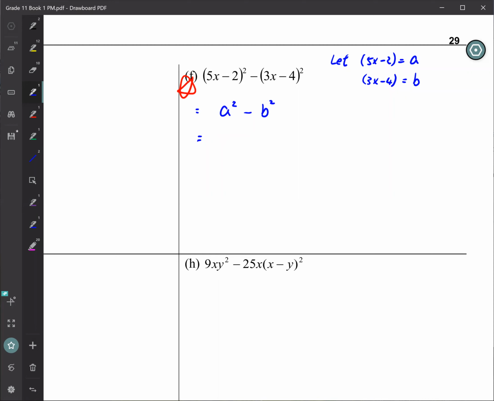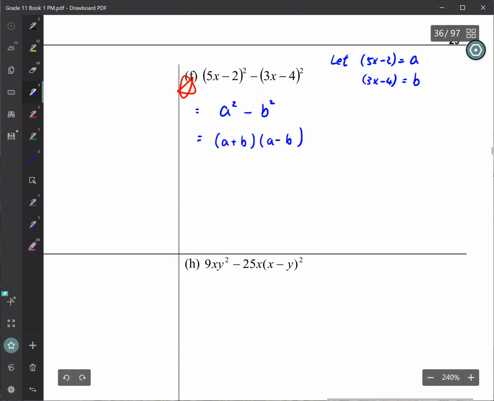Okay, so if we apply the formula here, it will be (a plus b)(a minus b). And then you can just simply put the a and b back. Make sure you simplify it. Double check if there's any GCF. Okay, we have 6 answers finished.